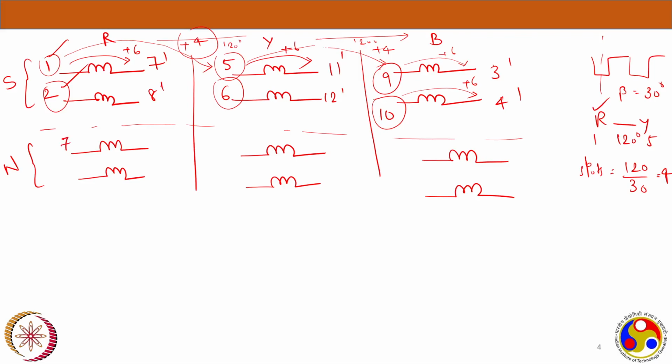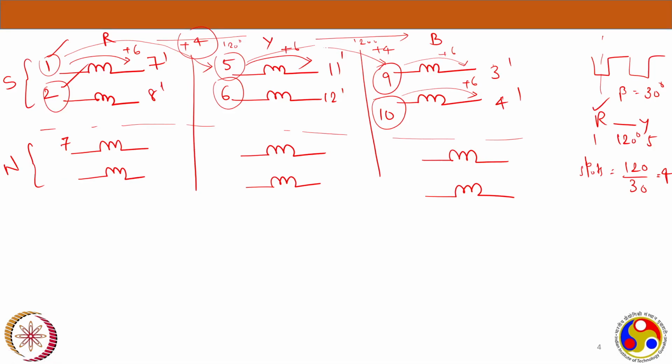It is 1 plus 6. Like, why is it 6? That's right, 1 plus 6. North and south are 180 degrees apart. Yes, exactly. Now, if you see, it's a two-pole machine, south and north.